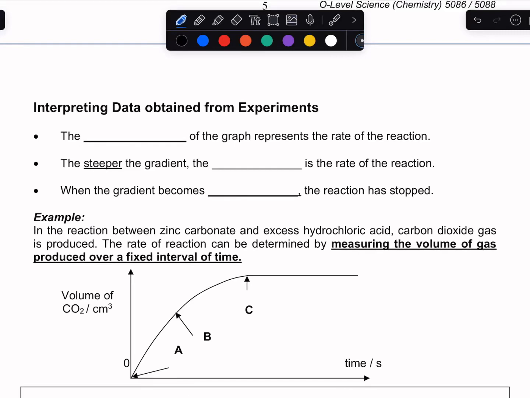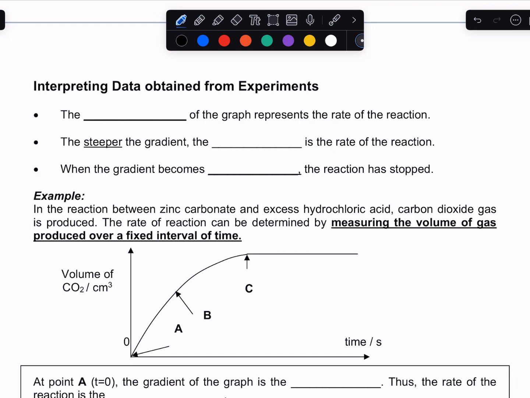Now the next part of rate of reaction actually comes from interpreting data from experiments. As we mentioned before, the gradient of the graph represents the rate of reaction. The steeper the gradient, the faster the rate of reaction. This is true, be it a positive gradient or a negative gradient. When the gradient becomes zero or totally flat, the reaction has stopped.